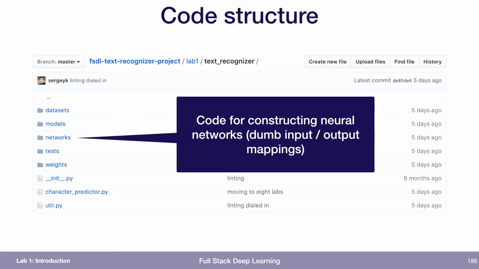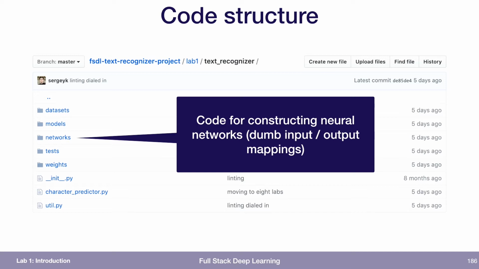The next folder I want to talk about is the networks folder. This is basically the logic for constructing your neural networks. This is where your dumb input-output mappings live. So if you have a specific ConvNet architecture that says, I take an image and I output predictions, then the logic for creating networks lives in this folder.